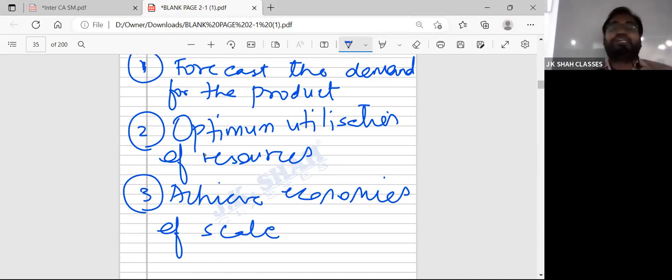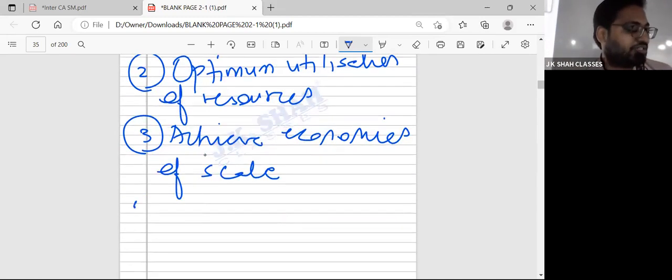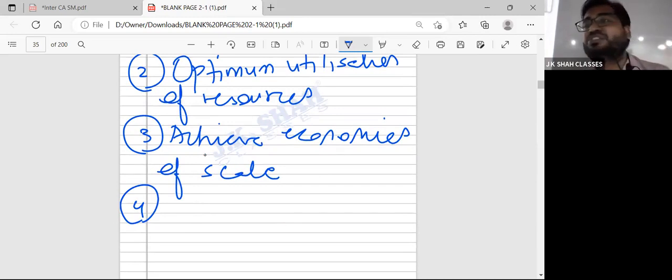You know this, many times I have told you now, as the production increases, your cost per unit falls. So let's not talk more about it. Anybody still writing the first three points? What was the first point? Forecast the demand for the product. Number 2. Number 3.